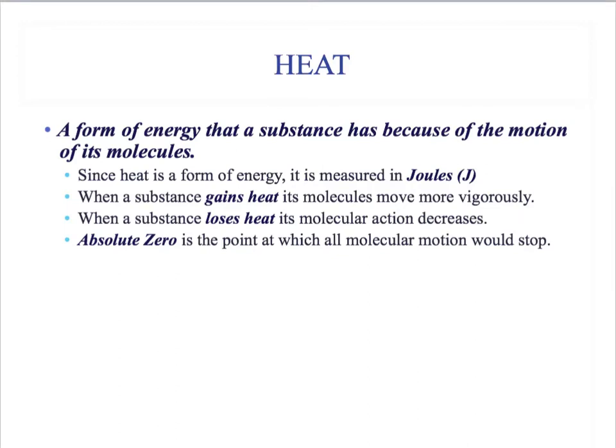So the definition of heat is that it is a form of energy called thermal energy, and it's the energy a substance has because of the motion of the molecules. Because heat is a type of energy, we measure heat in joules. So we're keeping that same unit that we used before, and we would abbreviate it with a capital J.